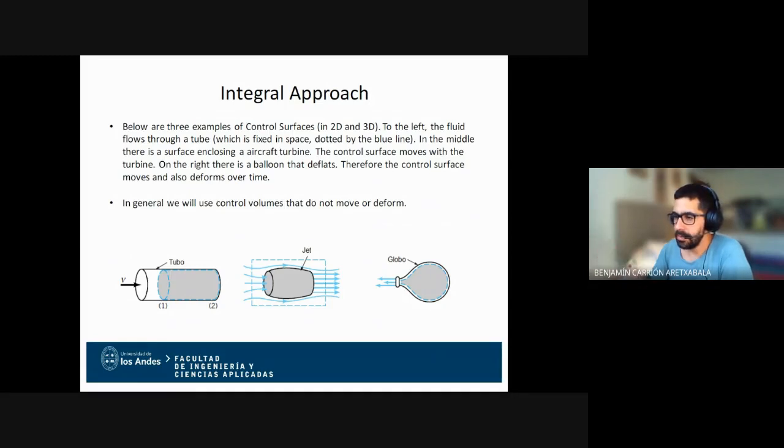So this is a bit arbitrary, and it's case specific. It will depend on each case, and it is important for you to be smart in how you define your control volume. Sometimes it's very obvious, sometimes it's not so much.